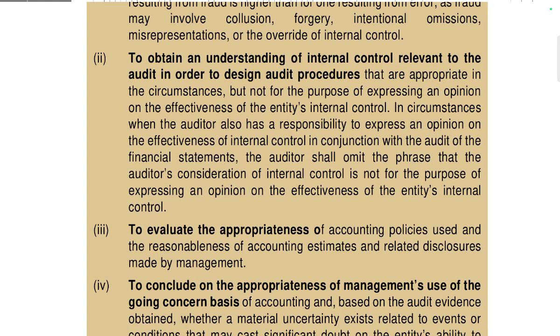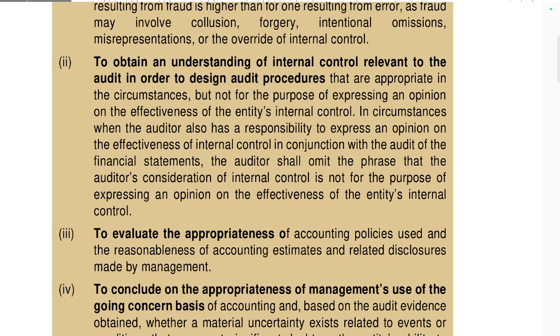The auditor is to obtain an understanding of internal control relevant to the audit in order to design audit procedures that are appropriate in the circumstances, but not for the purpose of expressing an opinion on the effectiveness of the entity's internal control. In circumstances where the auditor has a responsibility to express an opinion on the effectiveness of internal control in conjunction with the audit of financial statements, the auditor shall omit the phrase that the auditor's consideration of internal control is not for the purpose of expressing an opinion on the effectiveness of the entity's internal control.